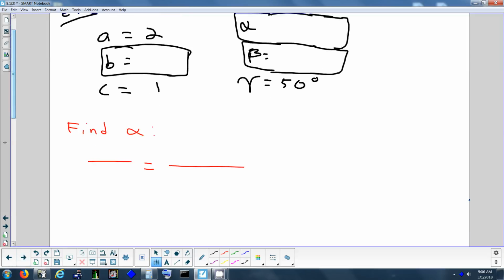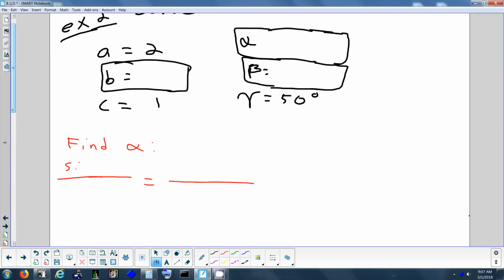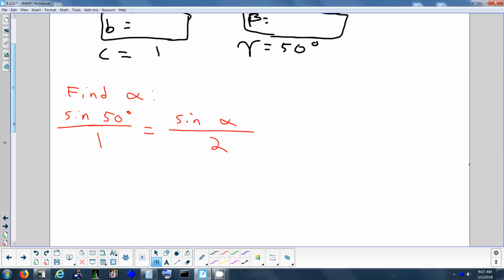And Caleb, can you set that up for me? Sine of 50 over 1 equals sine of alpha over 2. And you really don't even need to cross multiply. All you need to do is multiply each side by 2. And because the denominator on the left is a 1, you don't even really need it. So it's just going to end up being 2 sine 50 equals sine alpha.